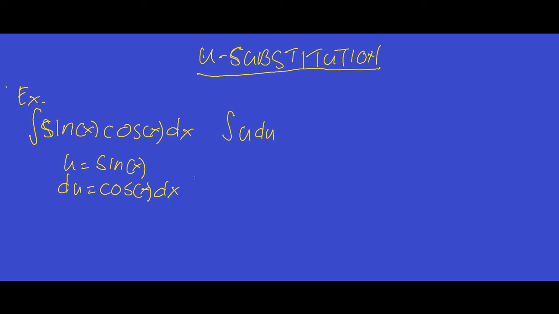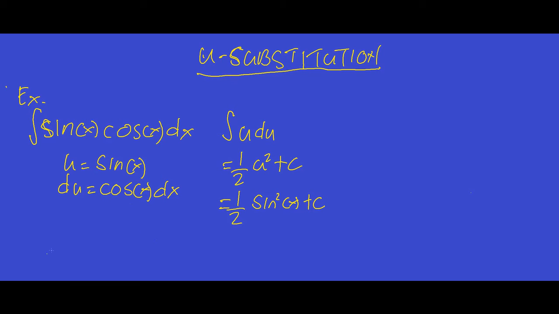Nagutak pala yung dx dito. Yan. So, integrate mo siya. So, magiging siyang 1/2 of u squared plus c. So, ibabalik mo yung u sa sine. So, ang sagot niya is 1/2 sine squared plus c.